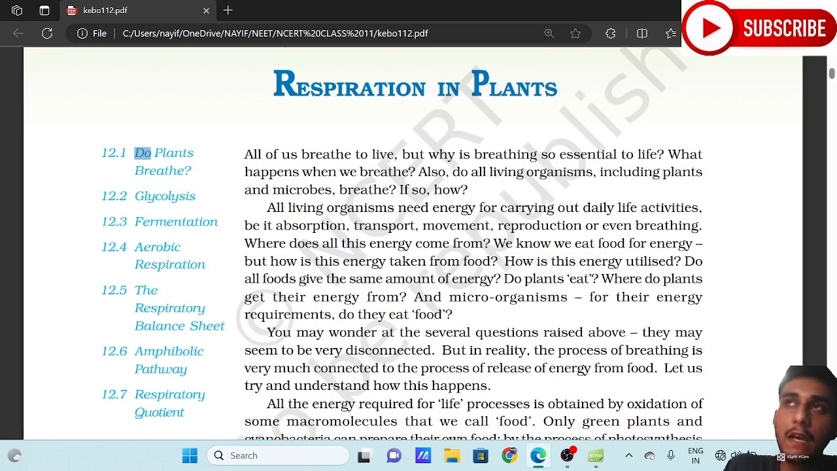Actually, glucose is a carbohydrate, having a molecular formula CnH2nOn. Right? This is the general equation for a carbohydrate. What are carbohydrates? They are polyhydroxy ketones or polyhydroxy aldehydes, or the substances which yield these on hydrolysis. So plants make carbohydrate, especially glucose.